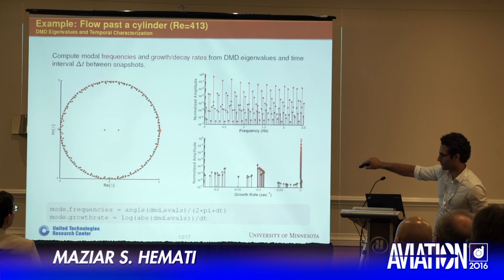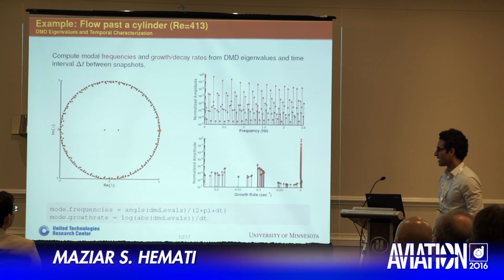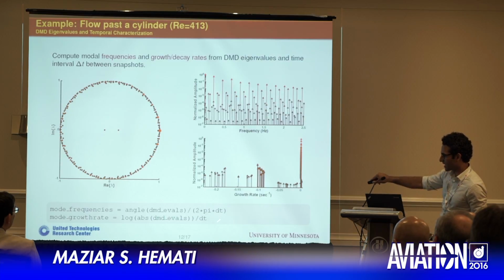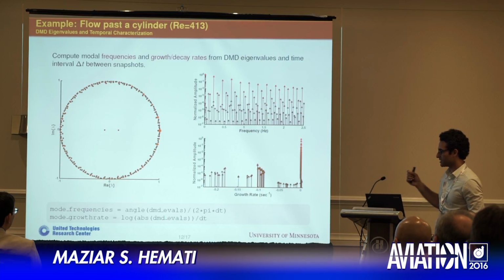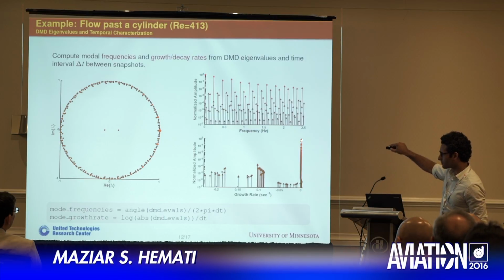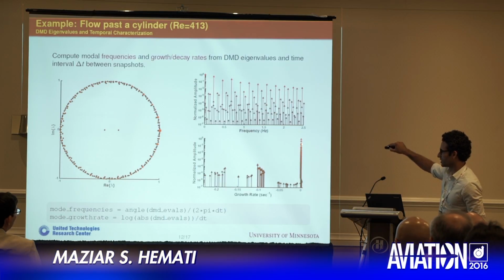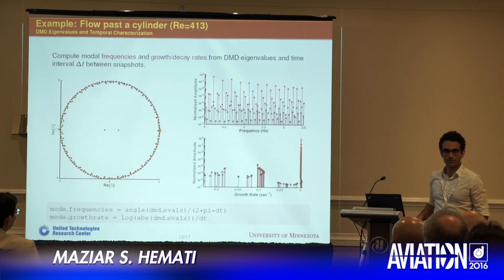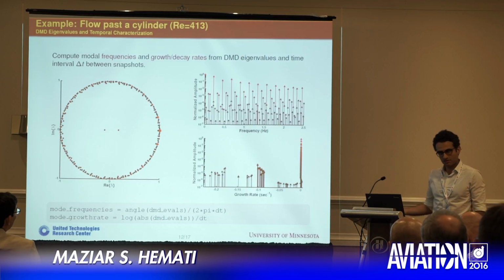This is how you get your growth rates. You just take the log of the absolute value of your DMD eigenvalues divided by the time increment, dt, which is the time increment between snapshots, their sampling rate. And I'm plotting those now. So growth rate, again, normalized by amplitude. And we see all of our dominant modes are essentially at 0 growth or decay rate, at least for this flow, which is expected.